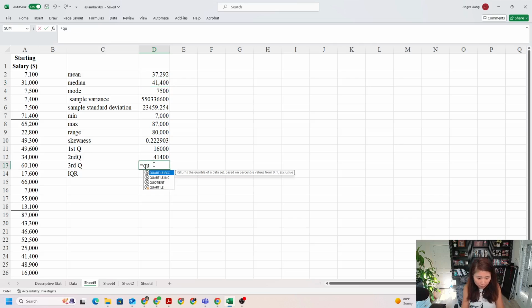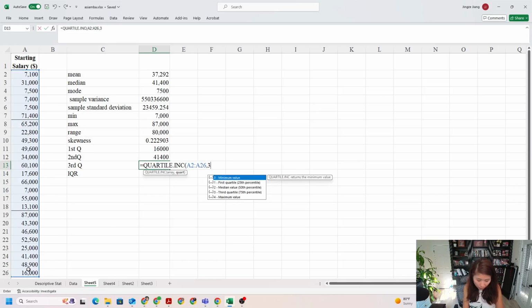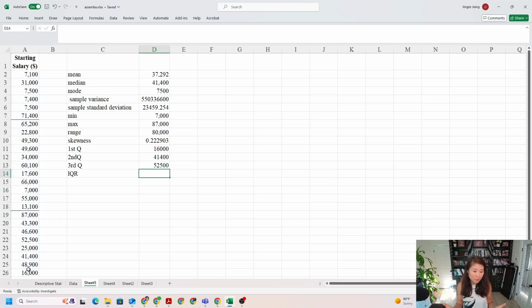And for the third quartile, QUARTILE.INC, select my data array, and then put 3. Okay, so now you see it's very easy to calculate the first, second, and third quartile. In the classroom, in the lecture, I showed you how to find them manually, but with Excel, it's much easier. For the interquartile range, we talked about how it is the difference between the third quartile and the first quartile. So we just need to enter equal third quartile minus the first quartile. Now we are able to get the interquartile range equal to 36,500.